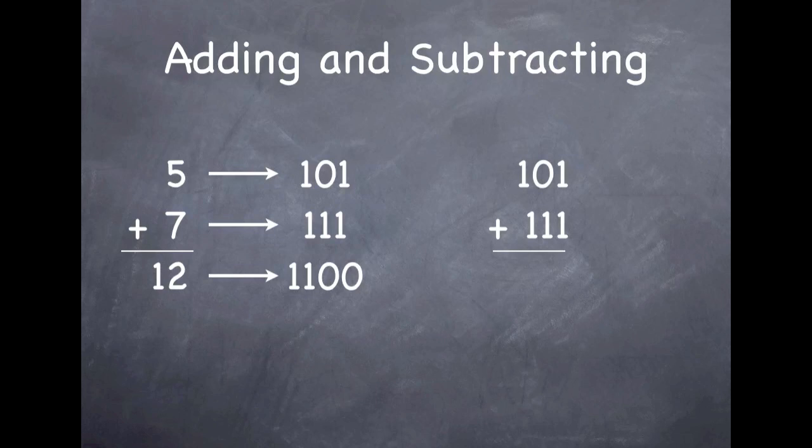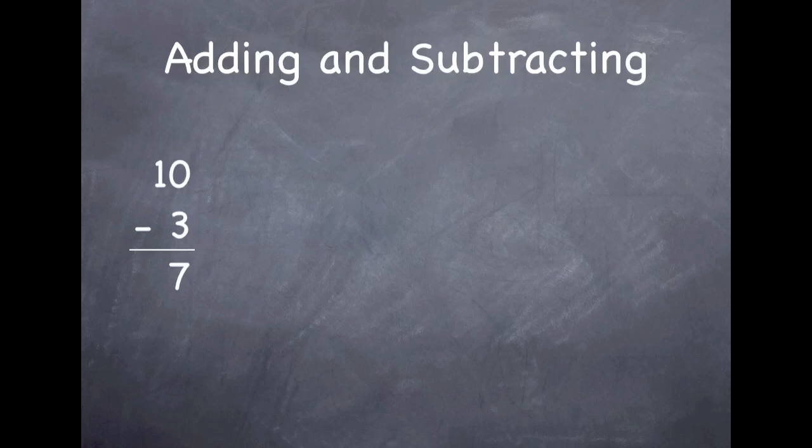We'll do it just as we add decimal numbers, from right to left. So 1 plus 1 is 10, and we carry the 1 over. 0 plus 1 is 1, plus the carried 1 is 10, and we carry the 1 over again. So 1 plus 1 plus 1 is 11. So it works. That's how you add binary numbers.